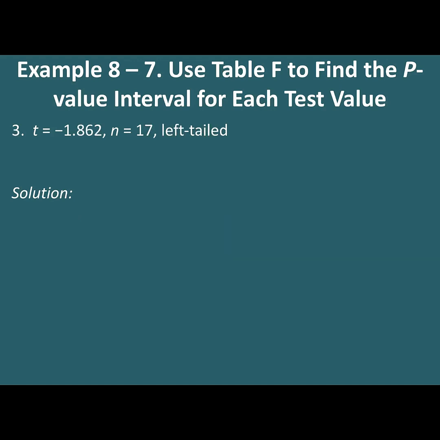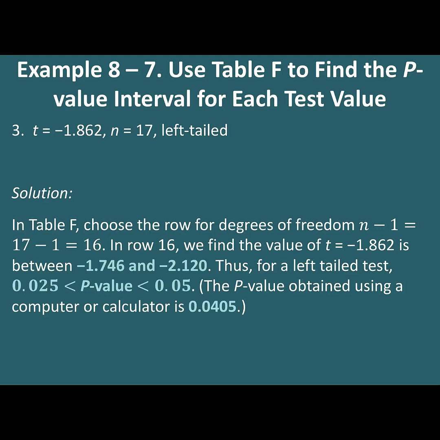And third, here we have again a negative t-value. Here n is 17, and this time we have a left-tailed test. For this problem, once again, we take the degrees of freedom as 1 less than n, in this case 16. In row 16, we find the value of t equal to negative 1.862 is between negative 1.746 and negative 2.120. Thus, for a left-tailed test, 0.025 is less than the p-value, which is less than 0.05. The p-value obtained using a calculator would be 0.0405.